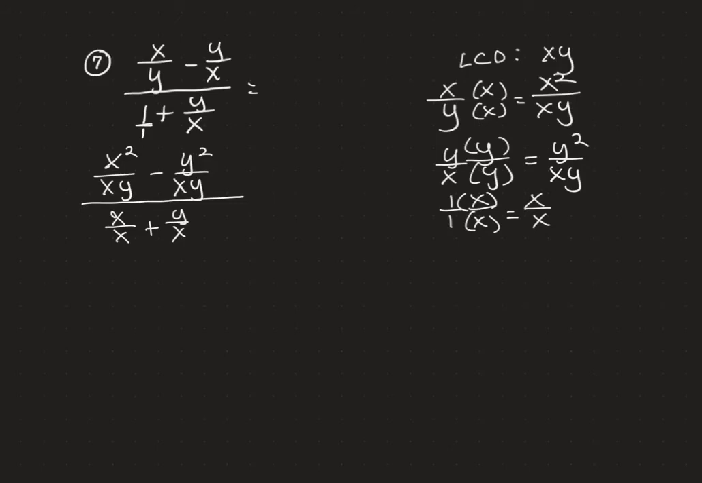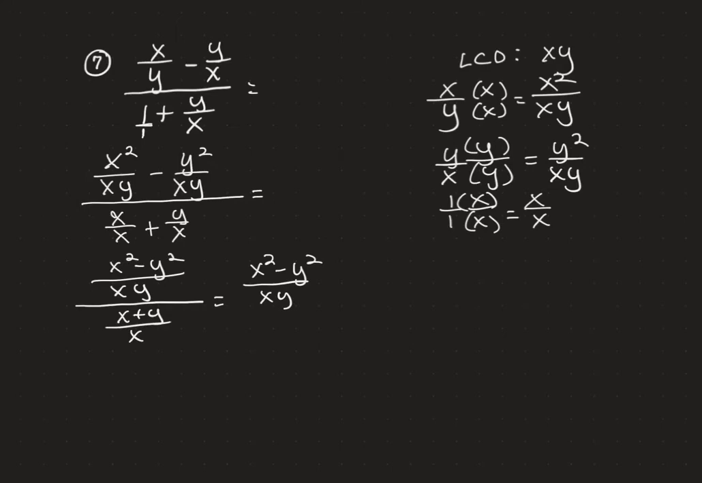So let's combine terms in the numerator and the denominator before we try to get rid of that fraction bar between them. So we're going to have x squared minus y squared over xy. In the denominator, we're going to have x plus y over x. Let's go ahead and convert it now to a multiplication. You could do it in a different order, that's fine. But here I have x squared minus y squared over xy.